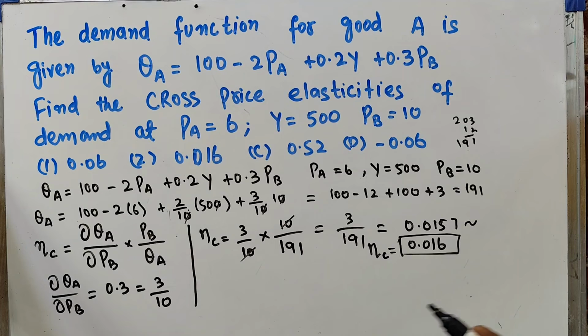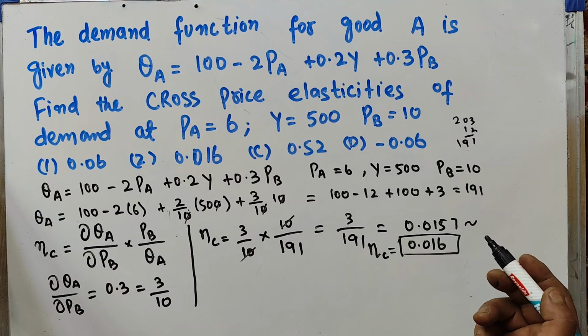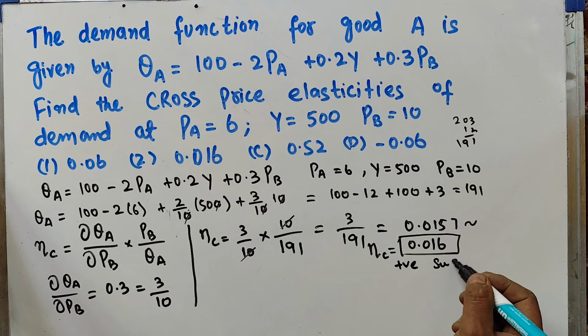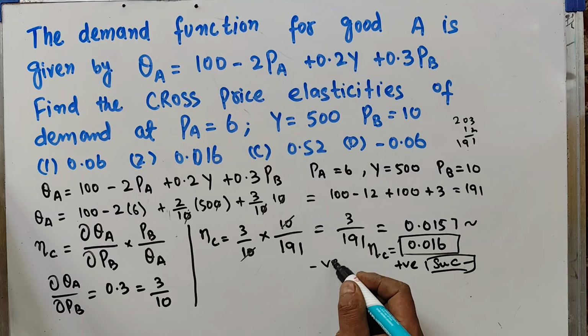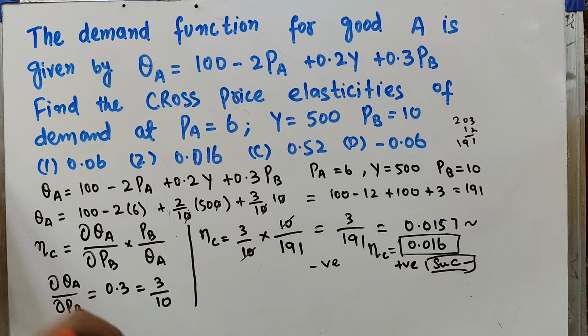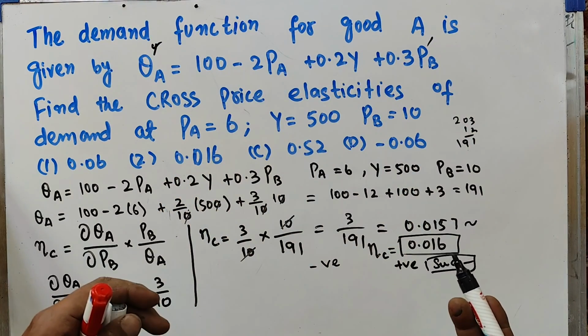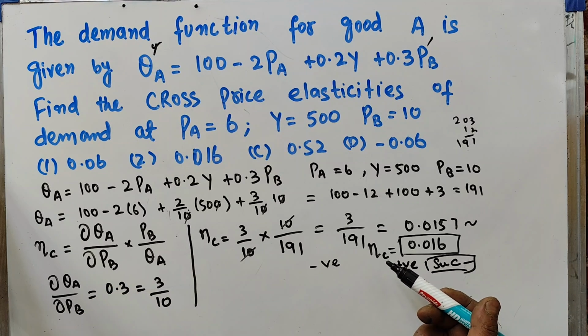And here we can see the two goods are substitutes of each other. Why? If the sign of the cross price elasticity of demand comes out to be positive, then the two goods are substitutes or competitive goods. If the sign was negative, then the two goods would have been complementary goods. So in this case good A and good B are substitute goods, because the cross price elasticity of demand value came out to be positive.